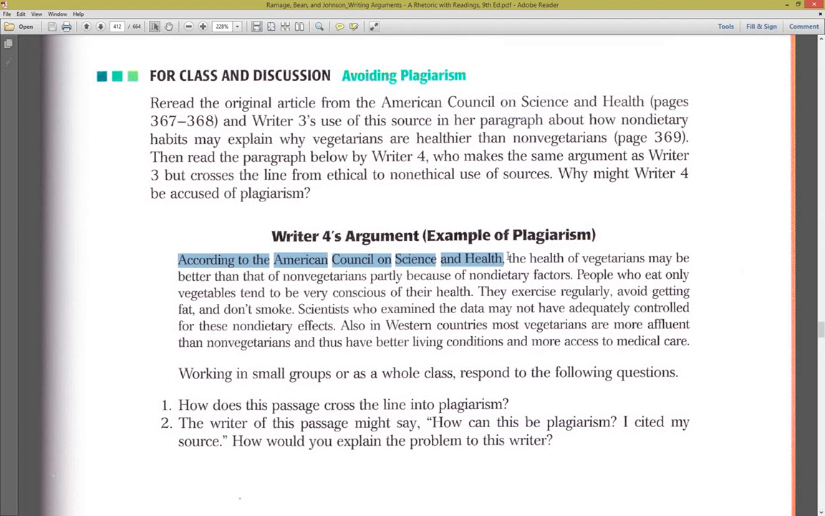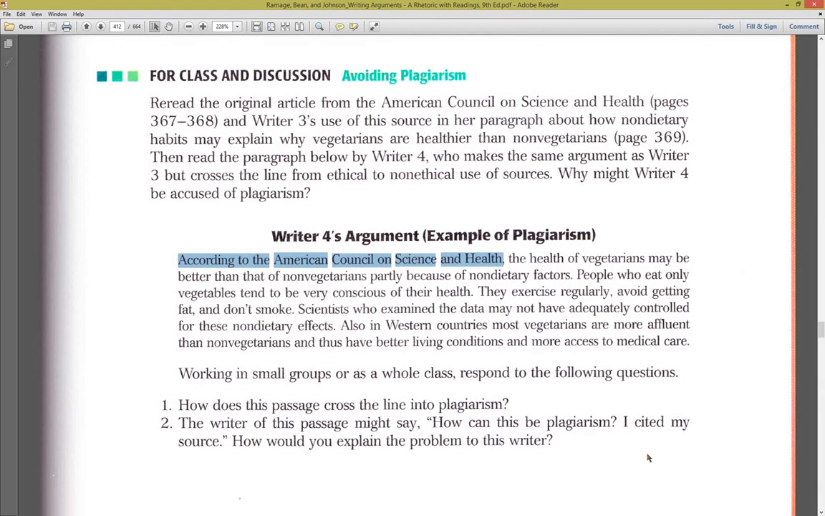We do say according to the American Council on Science and Health, but we only say that once. When you are citing from a source, you need to make sure that every time you take information from that source, you indicate the source of your information. That means every sentence. We could do that with parenthetical citations in each sentence, or we could use attributive tags. So we could say, according to the American Council on Science and Health, the health of vegetarians may be better than that of non-vegetarians, partly because of non-dietary factors. And then in the next sentence say, the ACSH also reports that people who eat only vegetables tend to be very conscious of their health. Of course, we would need to correct the paraphrasing issues as well, in addition to adding these attributive tags.